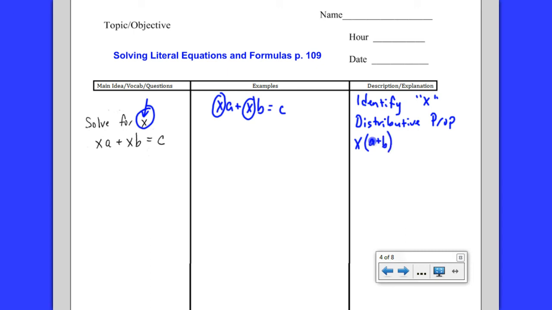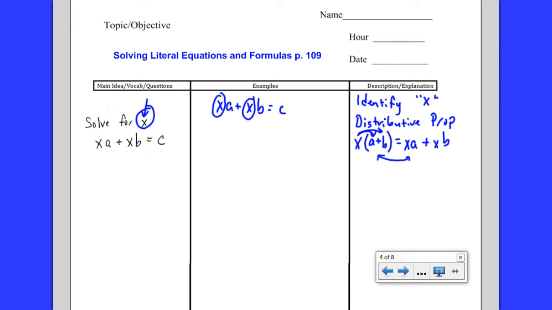Let's just look at the left side. I'm just going to look at that side. Ignore the c for just a moment. If we did the distributive property, we would multiply both of these terms times x. That would give me x times a. And remember how we take this sign, keep it the same, and then we'd go x times b, have xb. So these two things are the same.